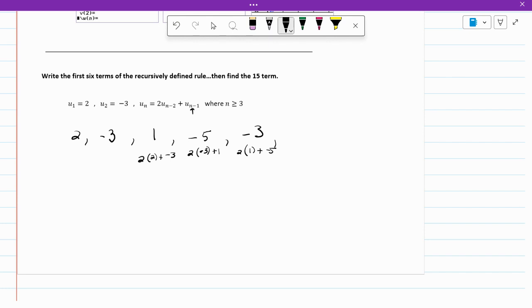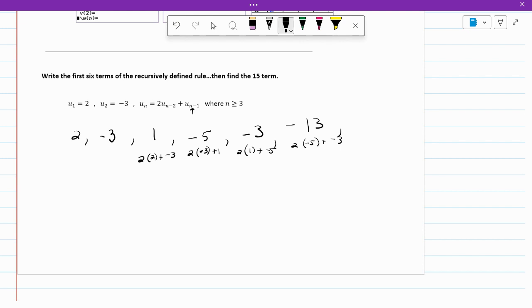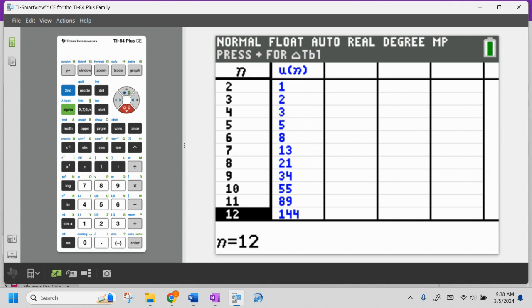So let's see, I can do a couple more. So the next one would be 2 times negative 5 plus negative 3, which would be negative 10 plus negative 3, which is negative 13. And we can also use our calculator to find the 15th term. So let's go to our calculator.